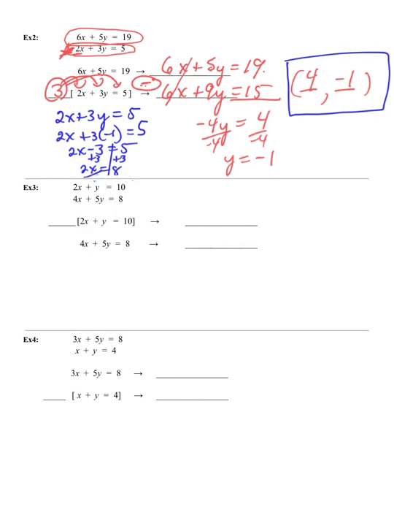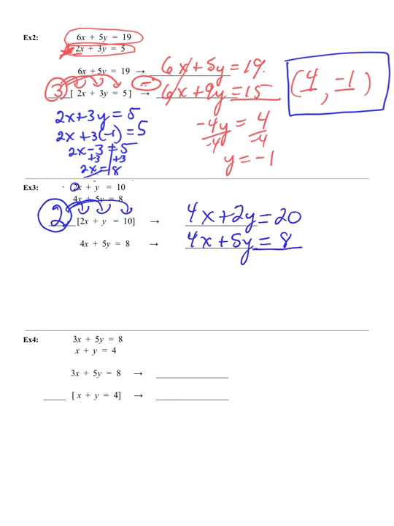All right, so example 3, I'm thinking equivalency. So I can multiply this 2 by 2 in order to get 4. So I have to multiply everything by 2. All right, I'm going to get 4x plus 2y equals 20. Then I'm just rewriting the second line.